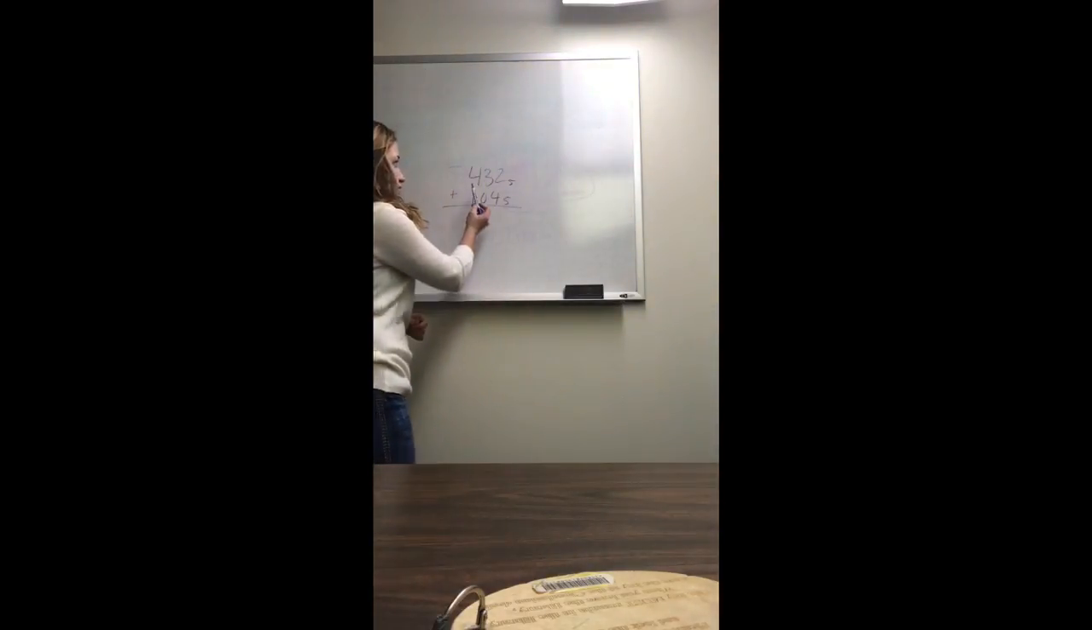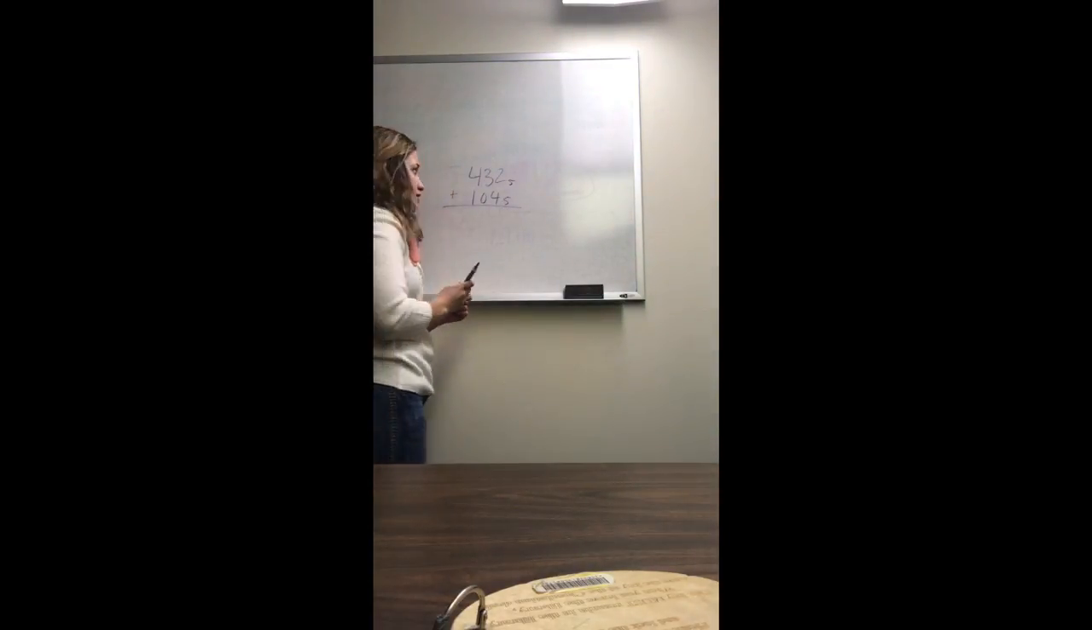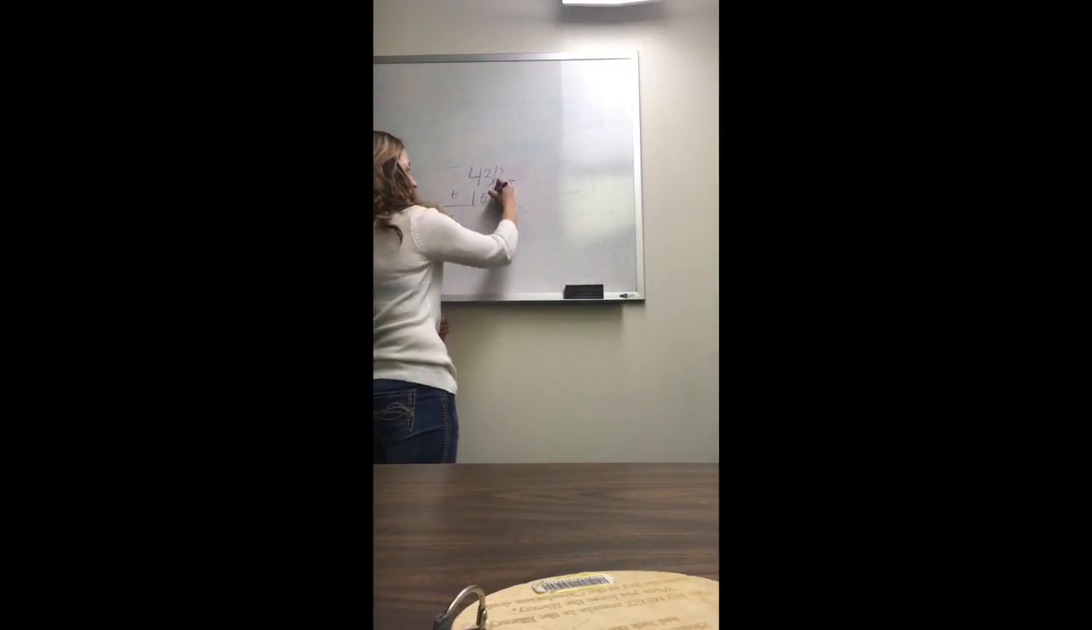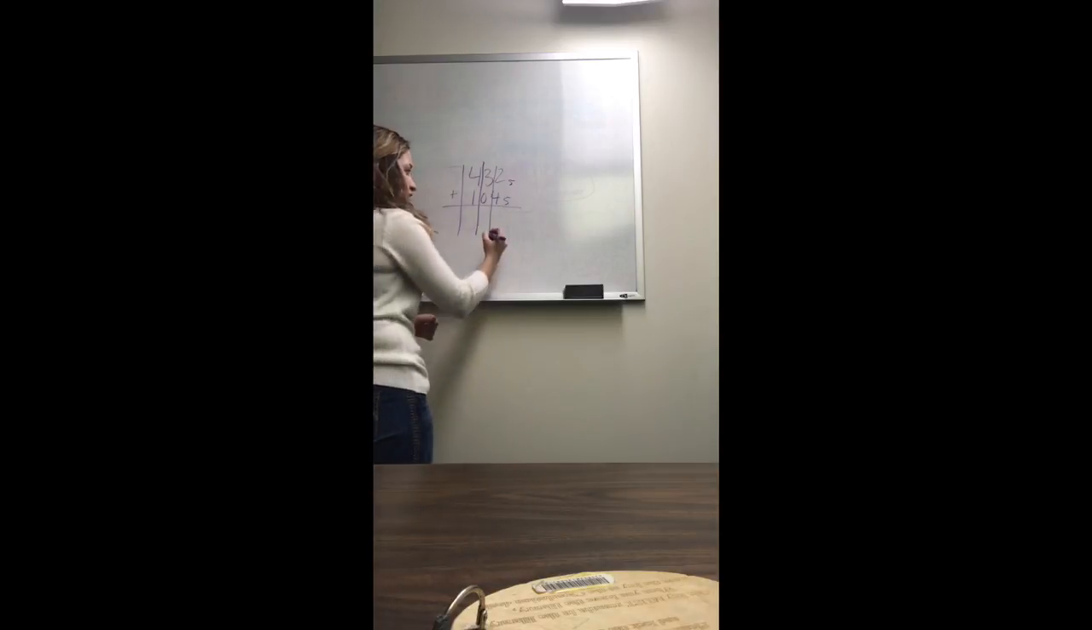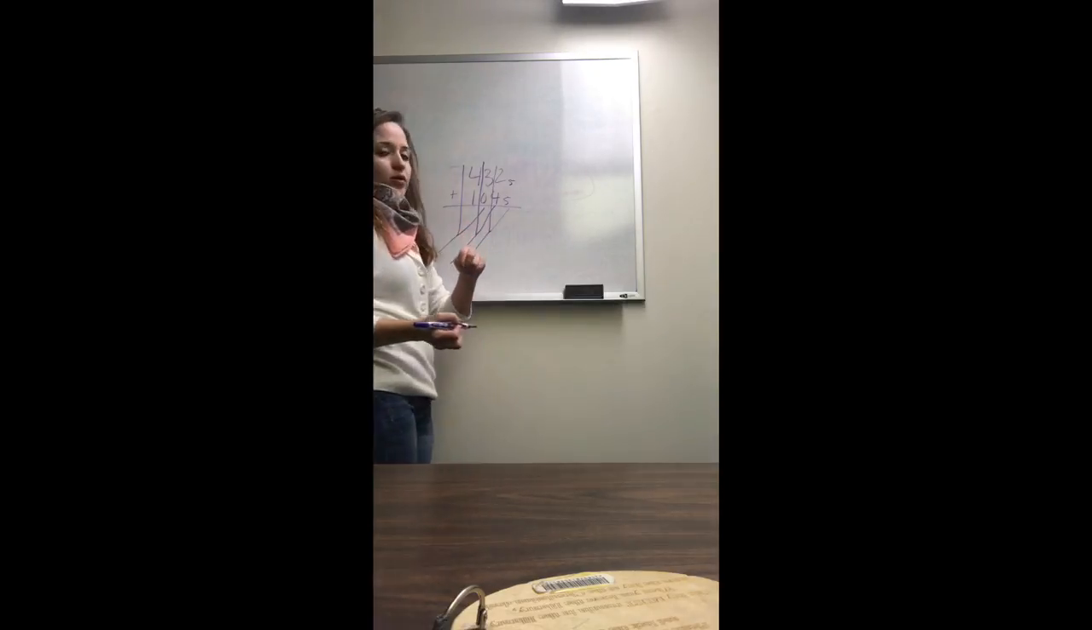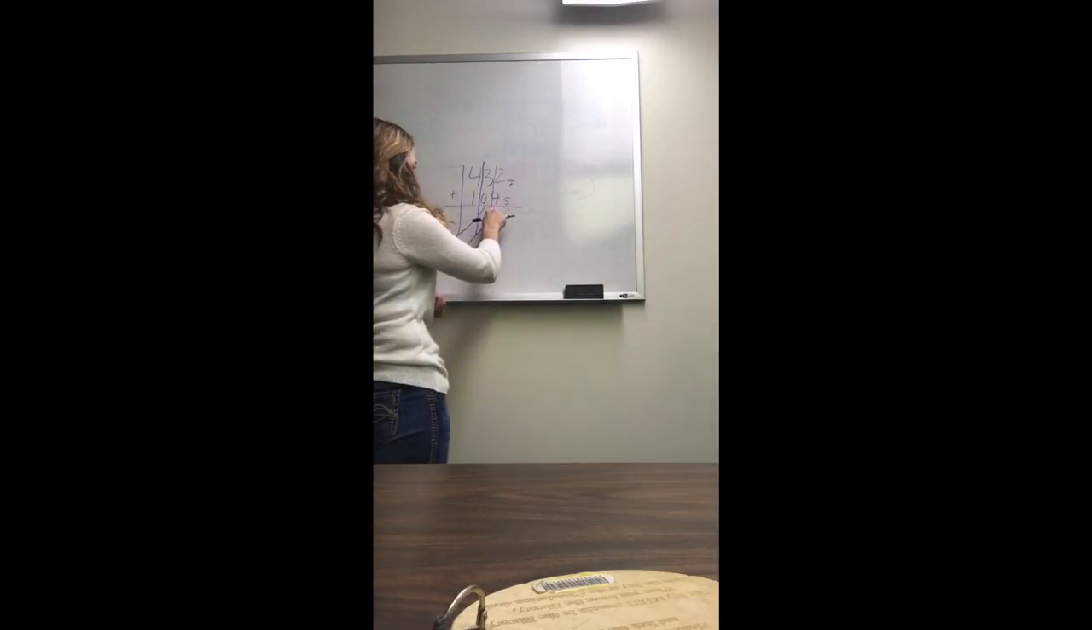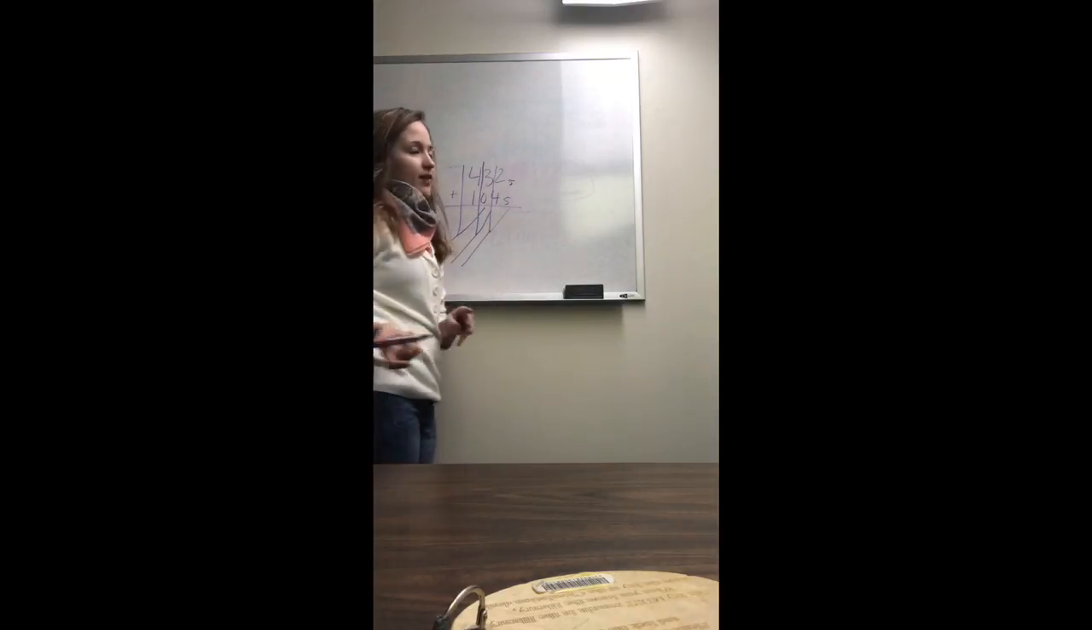Our next strategy is using lattice, and our problem is 432 base 5 plus 104 base 5. And with the lattice, we're gonna use these lines to separate our problems and use the diagonals to add them. We're just gonna extend these out for our answer. So we want to remember that we're, again, in base 5, so we can have nothing higher than 5.